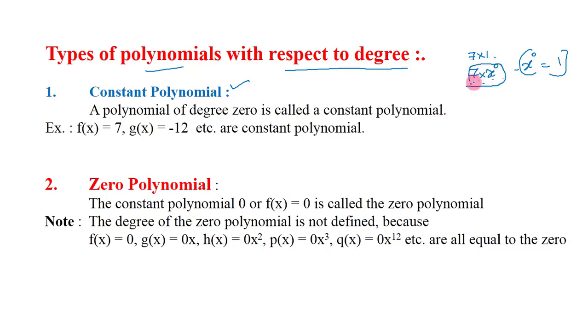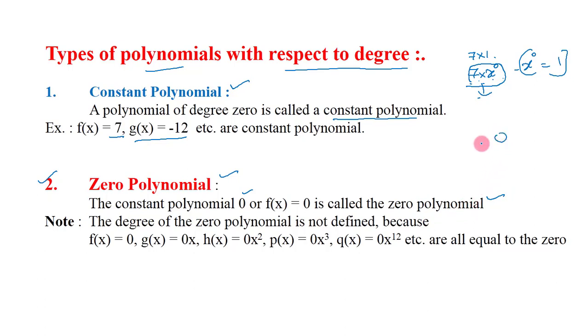So we can say that every constant is a polynomial with degree 0. That means a polynomial with degree 0 is called a constant polynomial. Examples: 7 and g of x equal to minus 12 and so on are constant polynomials. Okay, and the second type of polynomial is the zero polynomial. Zero polynomial means what? The constant number 0 is called the zero polynomial. Only the number 0 is called the zero polynomial.